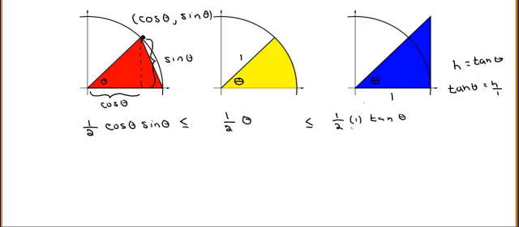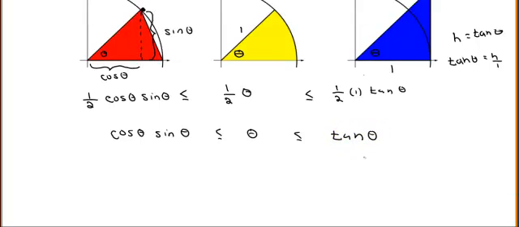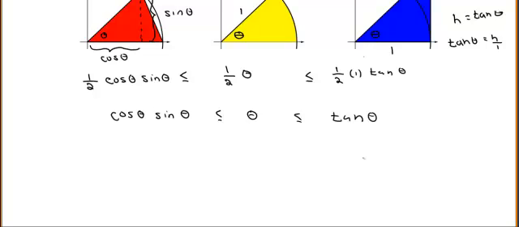We're assuming sine of theta is positive. So if I do that, maybe let me first multiply through by 2, so that I'll have cosine of theta times sine of theta is less than or equal to theta is less than or equal to tangent of theta. Okay. Now let me divide through by sine of theta. I'll multiply each part by 1 over sine of theta.